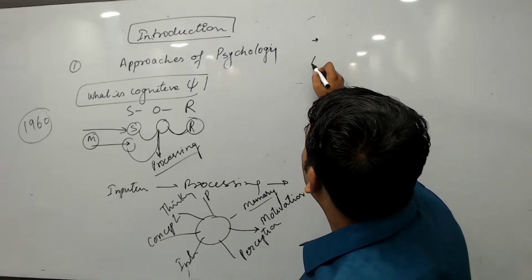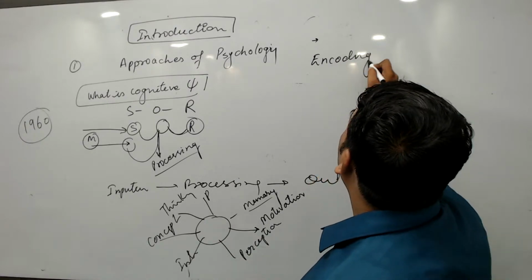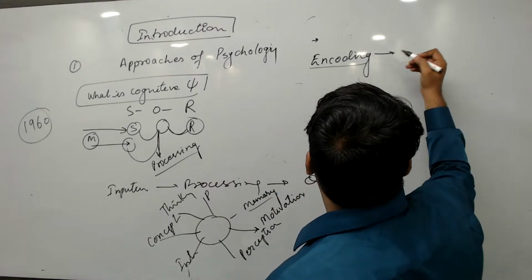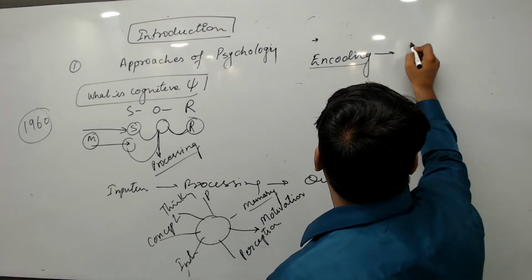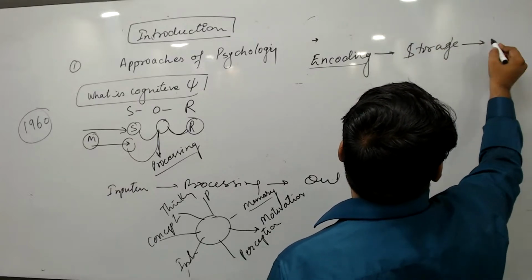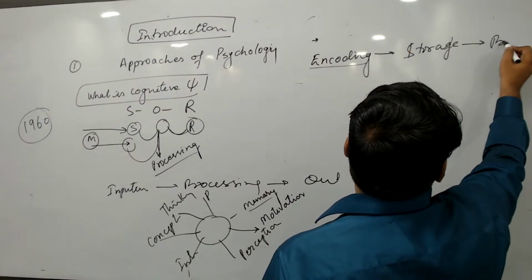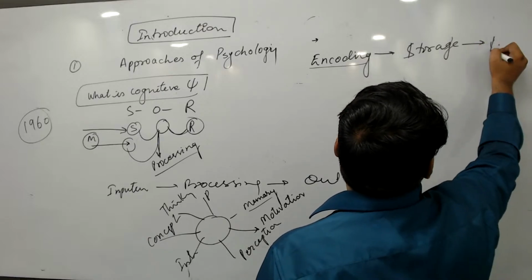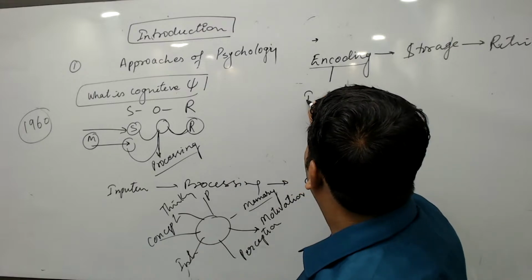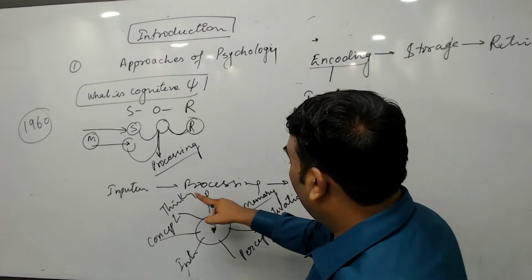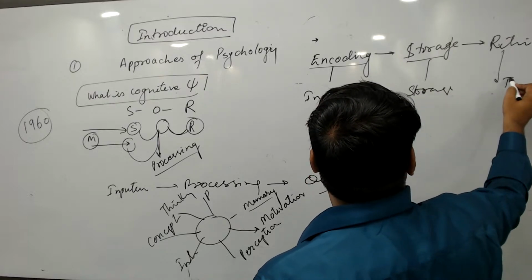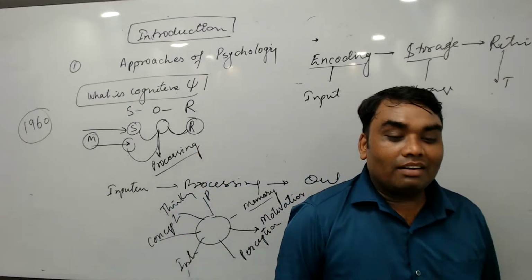So Ebbinghaus used one of the concepts, that is encoding. Encoding in memory means memory will first encode any information, then after the encoding there will be storage, and after the storage it will produce retrieval. Encoding, storage, and then retrievals. Getting? So encoding is similar to input, processing is similar to storage, and then output is similar to retrieval.